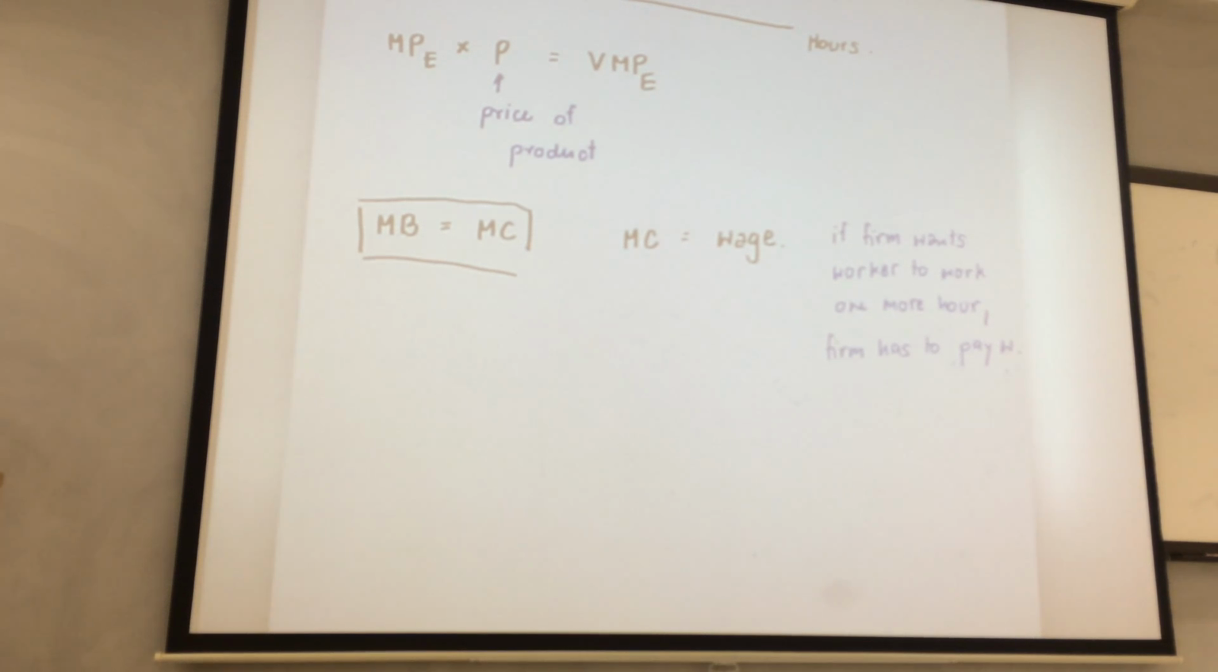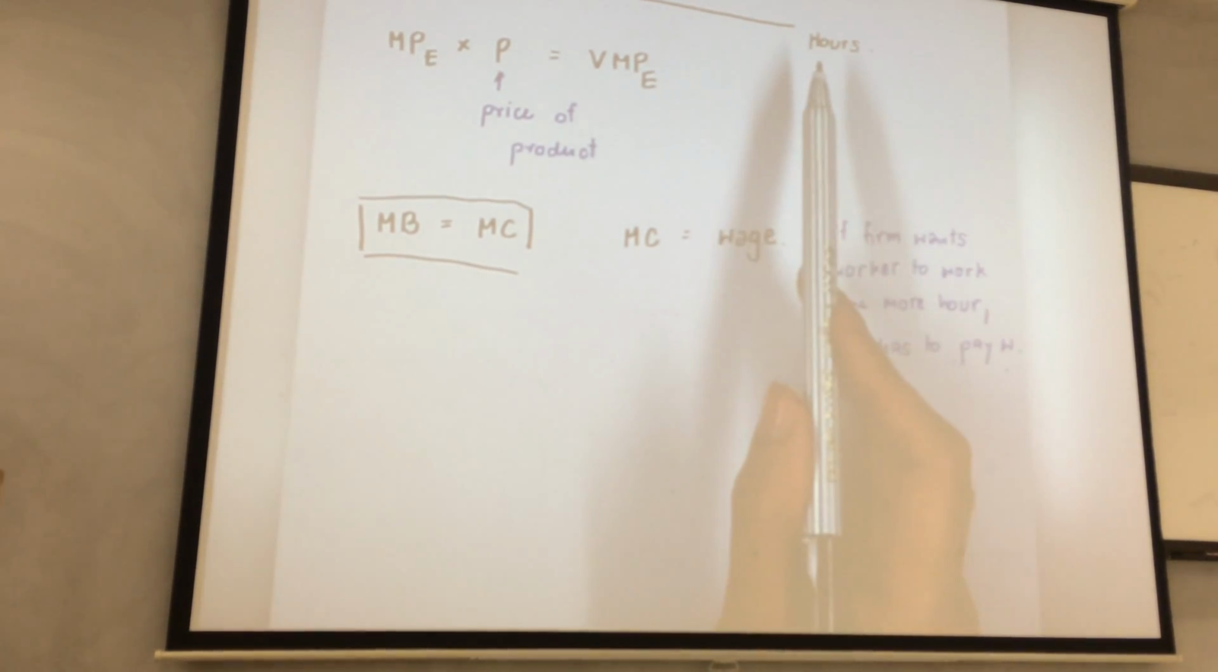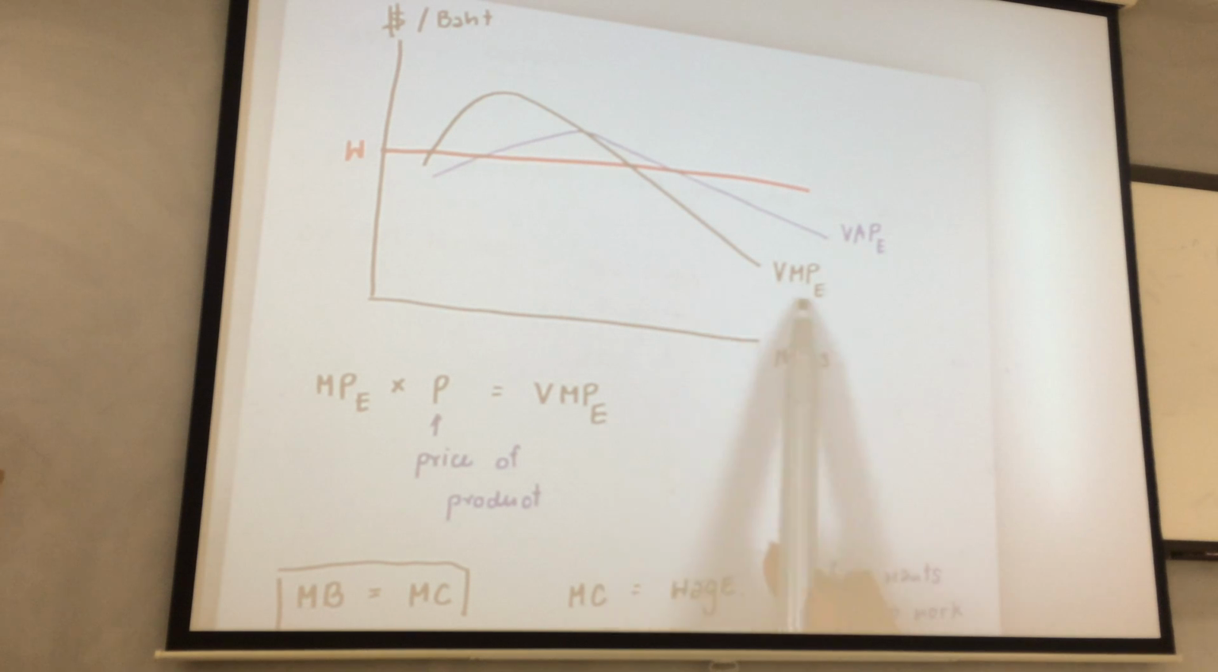But what would be the benefit of having 1 more hour of labor? 1 more hour of employment, what is the benefit of that? Well, if you add 1 more hour of employment, you get the marginal product of that additional hour. And you want to find the value, you already did it right here. You get the value of marginal product. That tells you the value of each additional hour that you can receive by adding more hours.